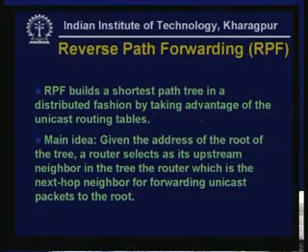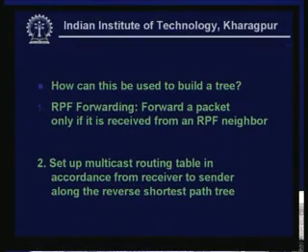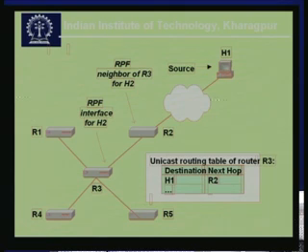What the routers have to do is this: suppose there are two potential routes from two different recipients that go through the same router. Then from this point onwards, since from this router to the final destination, which is actually the source of multicast communication, there is only one path, the tree would be automatically formed. That is the basic idea of reverse path forwarding. So, how can this be used to build a tree? RPF forwards a packet only if it is received from an RPF neighbor, and sets up the multicast routing table from receiver to sender along the reverse shortest path tree. It is as simple as that.